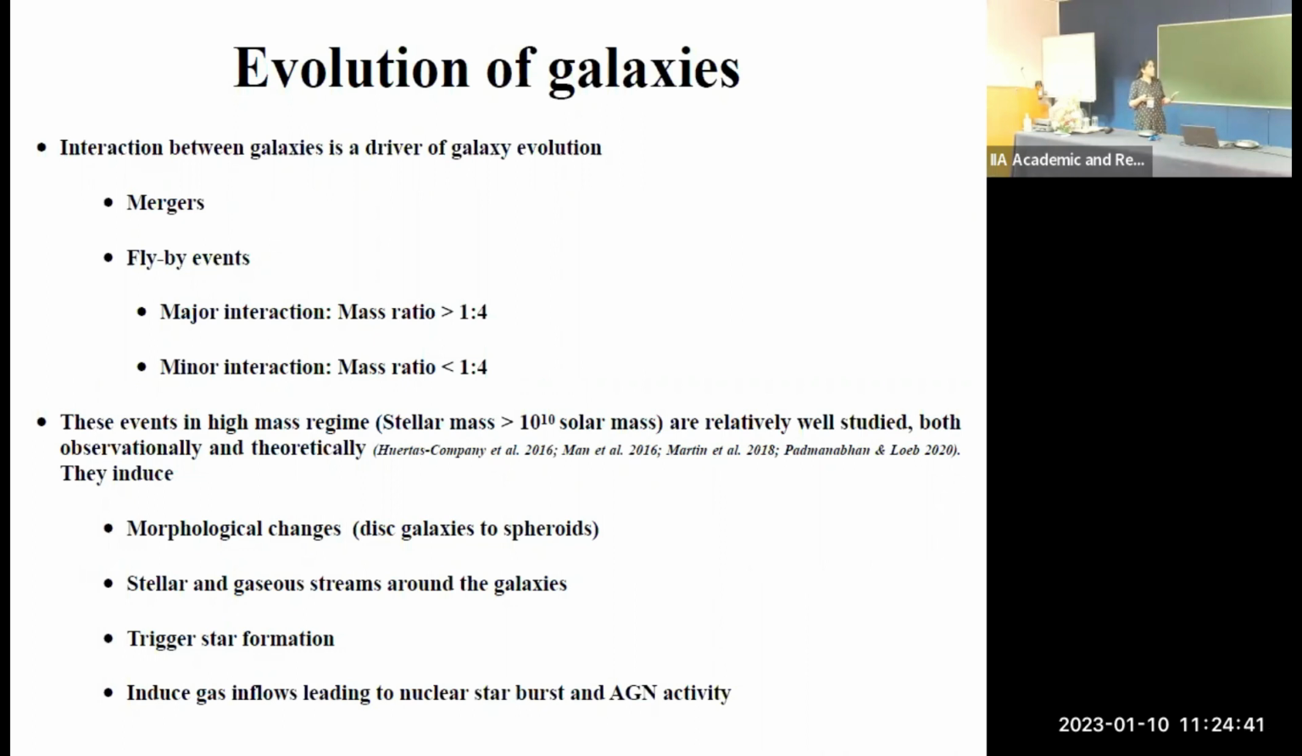So these events in the high mass regime, when I say high mass, I mean stellar mass greater than 10 to the power of 10 solar mass, are relatively well studied, both observationally as well as theoretically. And what they say is that these interactions can induce morphological changes, such as disk galaxies being converted to ellipticals, to spheroids, and stellar and gaseous streams around the galaxies. Then they can trigger star formation, and they can induce gas inflows leading to nuclear starburst or AGN activity. So all these things can be induced in mergers for the higher stellar mass.